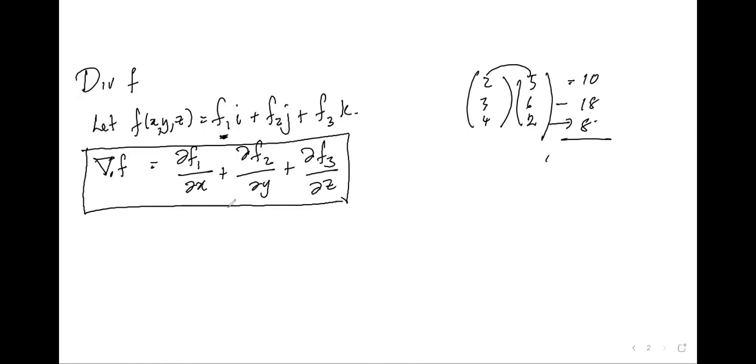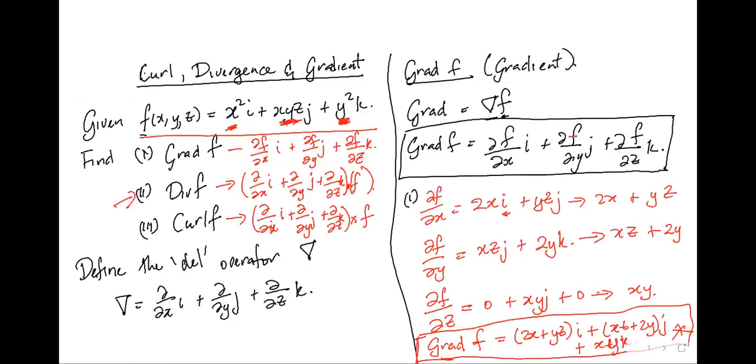If we go back to the function that we had overlaid, I didn't write it down. Give me a second, let me write it down. So that is x squared i plus xyz j plus y squared k.